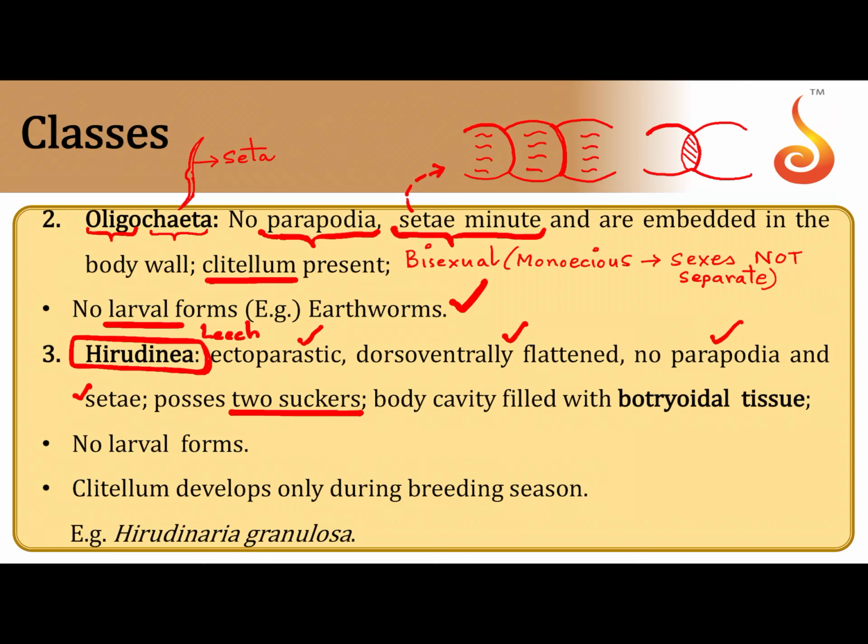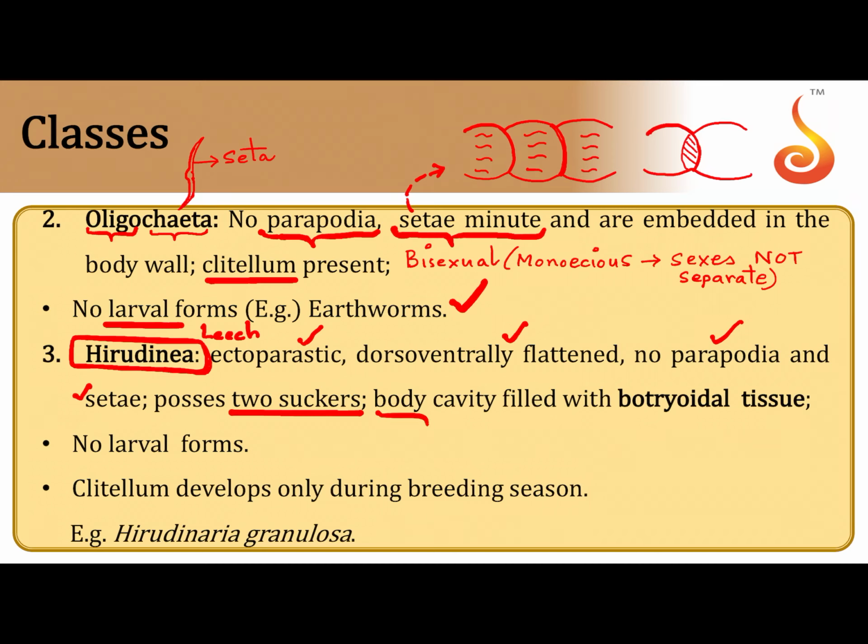So they have two suckers, one near the mouth, which helps in feeding, and one disc-like posterior sucker, which helps in locomotion, because some of them use that in order to move on the ground. And also some aquatic leeches swim with the help of the disc-like posterior suckers.